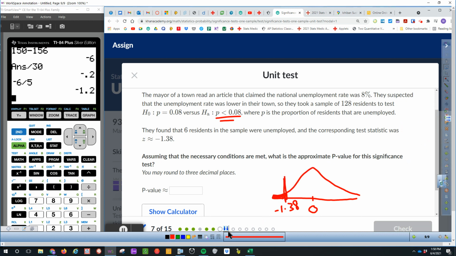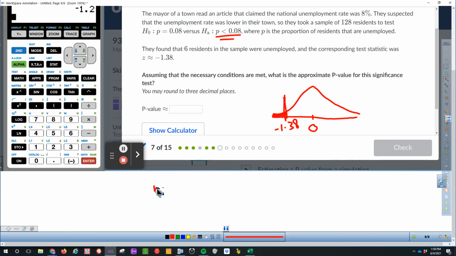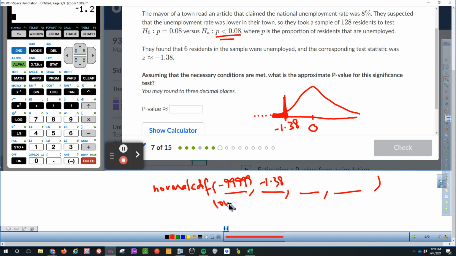So there is a calculator function. Okay, it's normal CDF, and there are 4 things we need to put in. The lower bound is going to be negative infinity. A calculator that doesn't have an infinity sign, we need to put negative 9999, as big a number as you can, but you have to put a negative sign in front. And then negative 1.38 is the upper bound. So this is lower bound, this is upper bound, negative 1.38, and the mean is 0, standard deviation is 1.